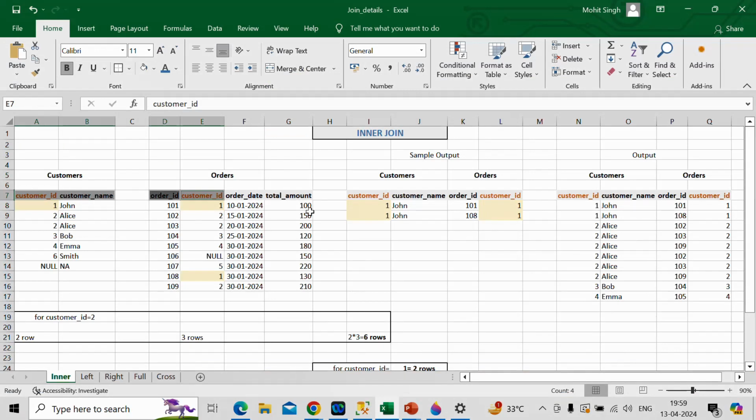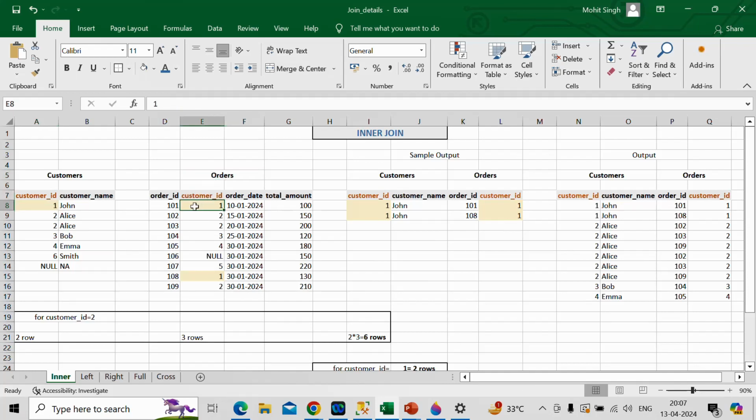Now let us understand how it works. As we already know, we are performing joins on these two columns, so we have highlighted this. Now let us understand the working behind it. To understand this one, let us take the customer ID value equal to 1 from the customers table. When you perform inner join on this column, this value, which is the first value of the customers table, will go and check values in this column of the orders table.